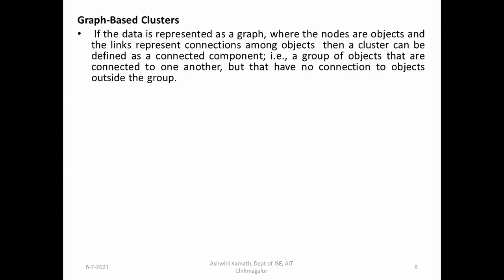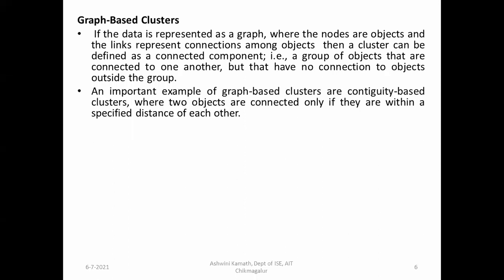Next one, graph-based cluster. Graph-based cluster means if the data is represented as a graph where the nodes are objects and the links represent connections among objects, then a cluster can be defined as a connected component. That is a group of objects that are connected to one another, but have no connection to objects outside the group. So objects within a single group are connected with each other, and objects in different groups will not have any connection. That is graph-based cluster.